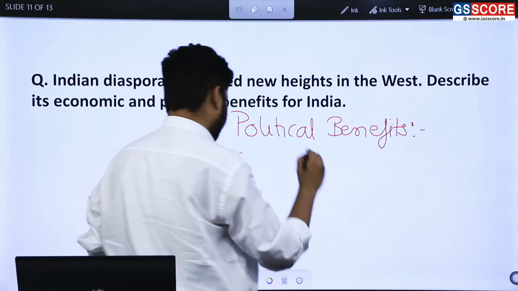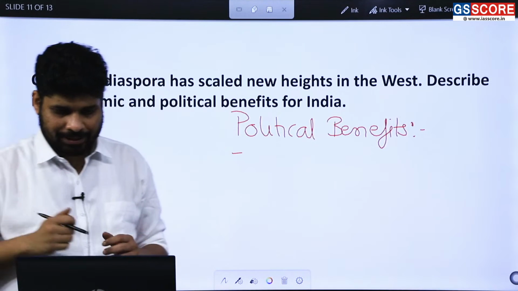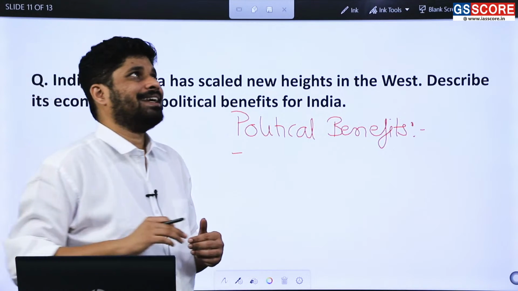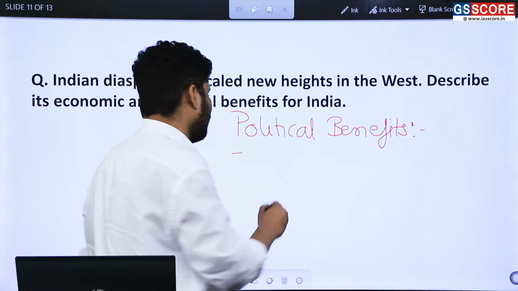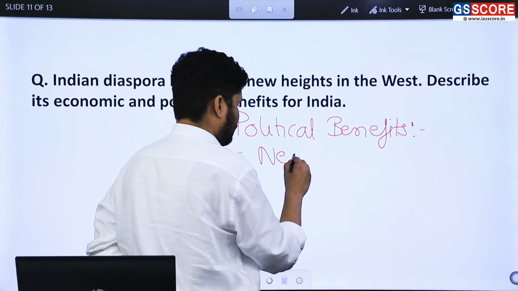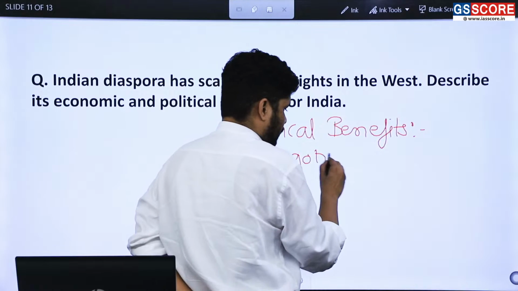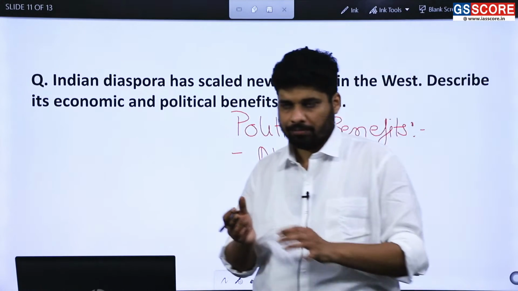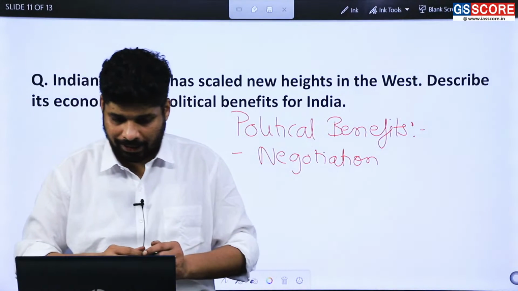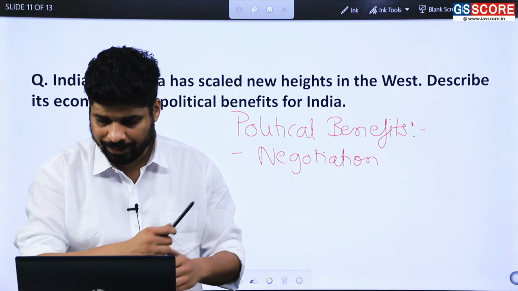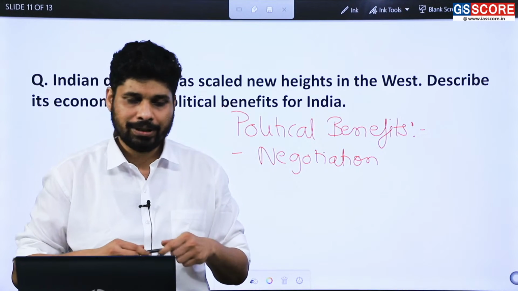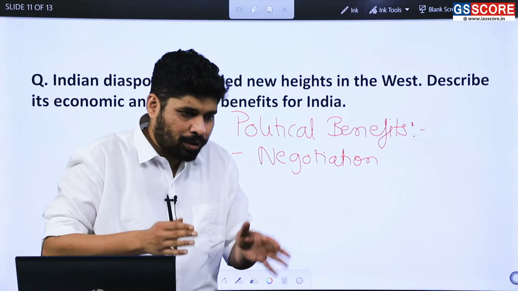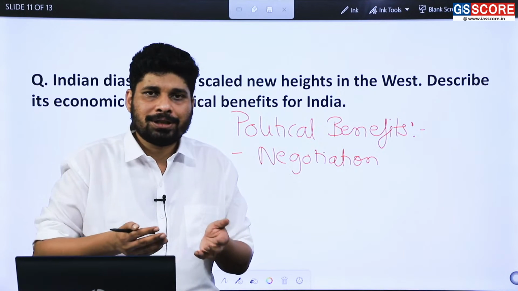देखते हैं political benefits. First political benefit that we see is with respect to India and the other countries trying to negotiate deals, political deals. So we already have a lobby in the West. And what these lobbies basically do is they support or they sensitize foreign governments towards India's position, towards India's needs.